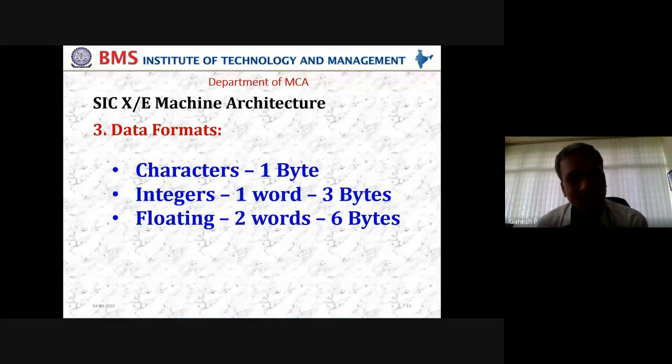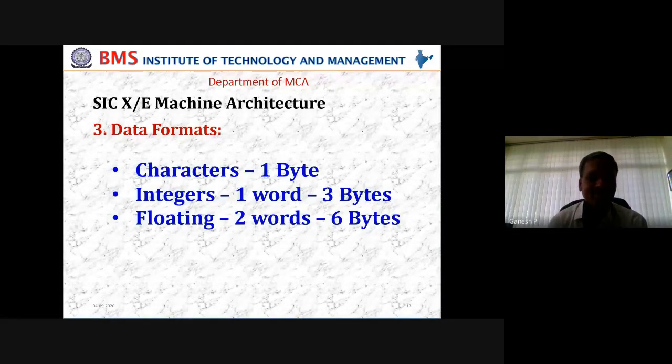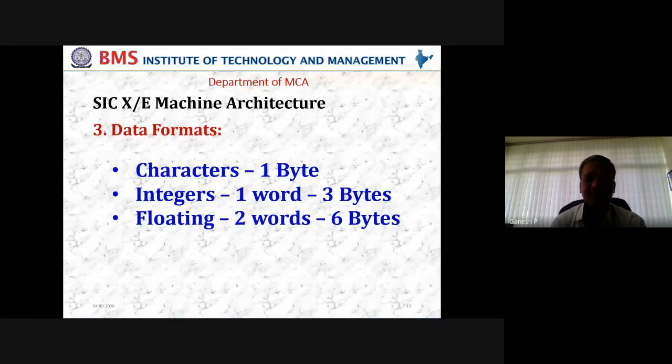So again, before we go to the data formats of SIC/XE, let us recall the data formats of SIC. Can any one of you let me know what the data formats of SIC are? Character, integers. That's all. So there is no floating point, is it? So floating point was not supported by SIC. I think in the quiz also I asked that question with the same intention, whether you know the concept of data formats. So if you are all done, it's good. That means floating point is not supported in SIC.